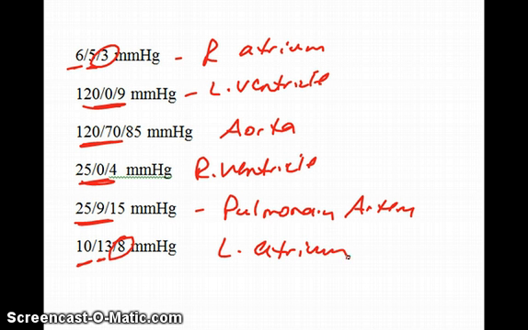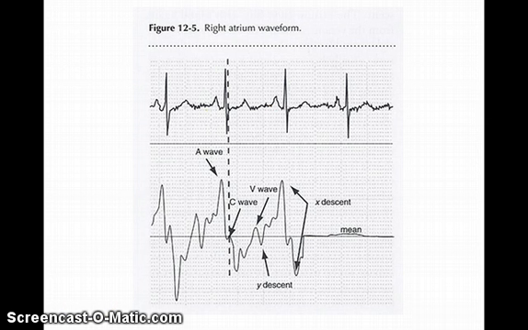So again, I just wanted you to practice looking at those numbers, dissecting it down and figuring out what number is what. Okay, and then these are some pictures that I included. This one's in your book. This is the right atrium, and again, just reminding you that the right atrium pressure increases during the P wave and the T wave.